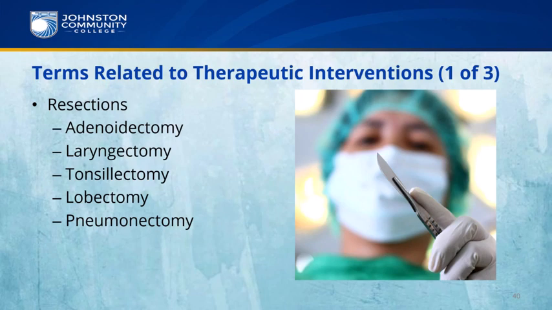Then we have a laryngectomy, which is the removal of the larynx or the voice box. Then we have a tonsillectomy, which is the removal of the pharyngeal tonsils. Those are the ones we simply call the tonsils. A lobectomy is the removal of one of the lobes of the lungs. Remember, there are 2 on the left and 3 on the right. Then we have a pneumonectomy, which is the removal of part or all of the lung.